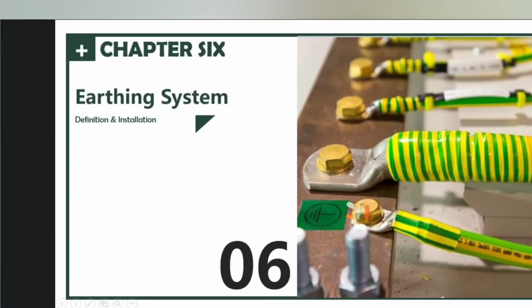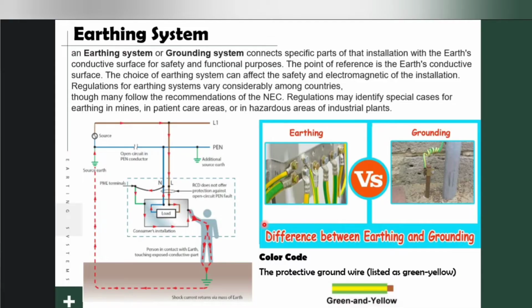In this chapter, we will talk about the grounding and earthing system, in addition to the lightning protection system and the hazardous area. Let's start. Here, I will start with the earthing system. What is an earthing system?